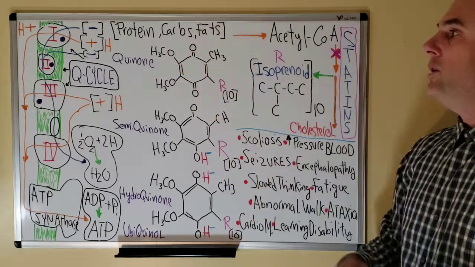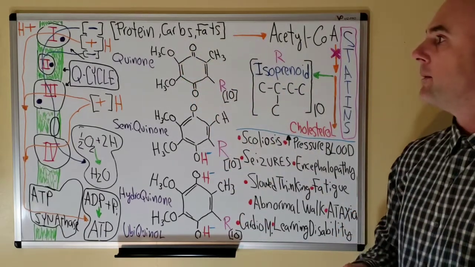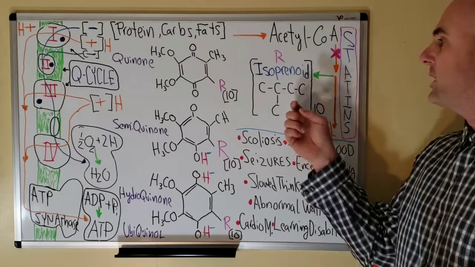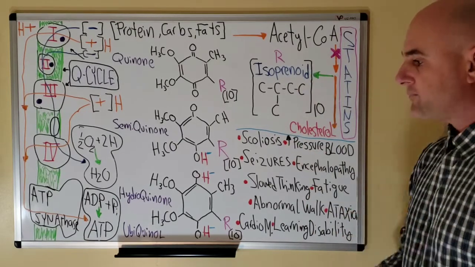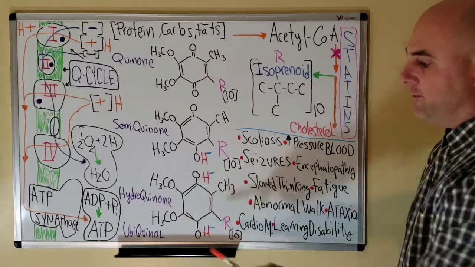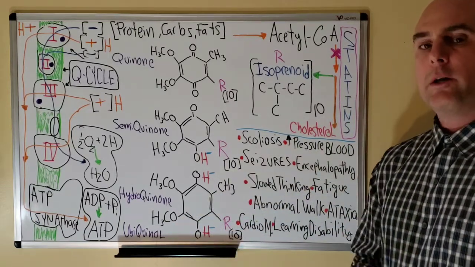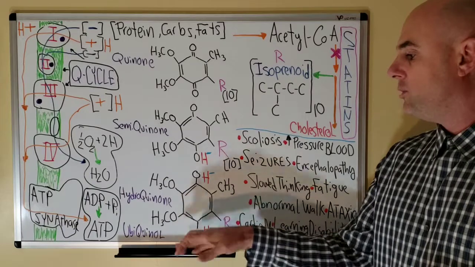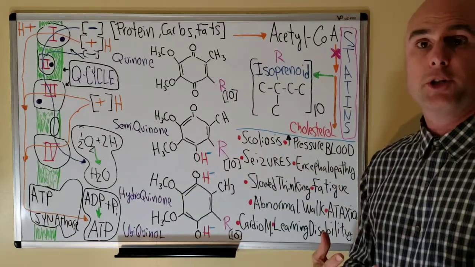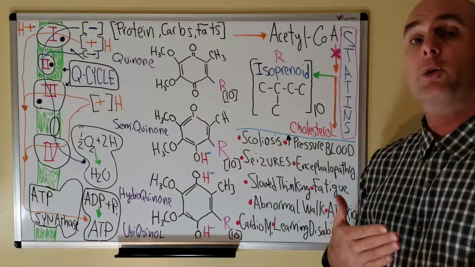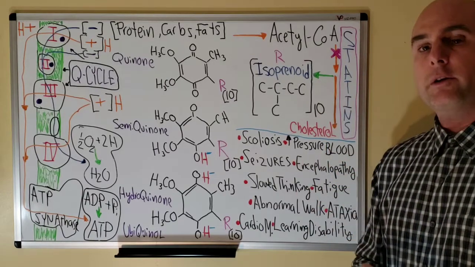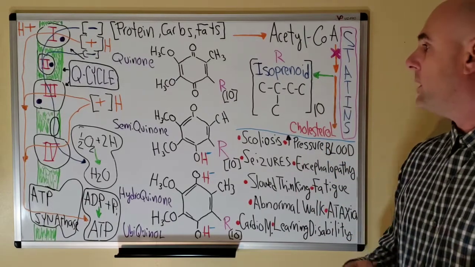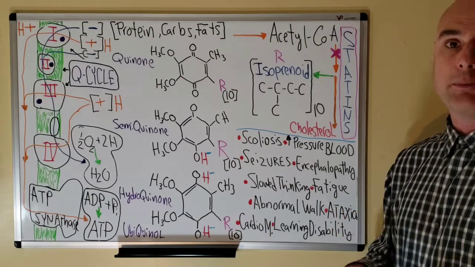We can make our own CoQ10 from protein, carbs, and fats to get this essential tail that the CoQ10 needs. And if you're over 30, you might want to start looking into supplementing with the Ubiquinol version if you're interested in supplementing with CoQ10 at all. If you are on a statin, you might want to talk to your doctor about taking a CoQ10 supplement in conjunction with this statin.